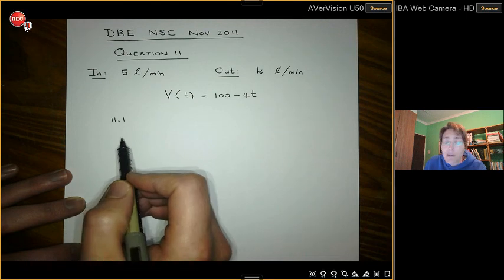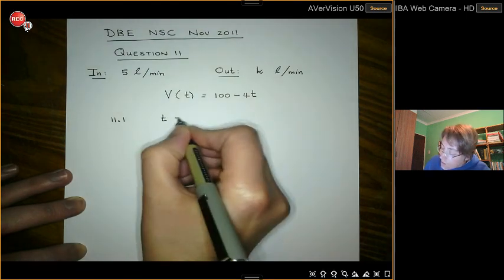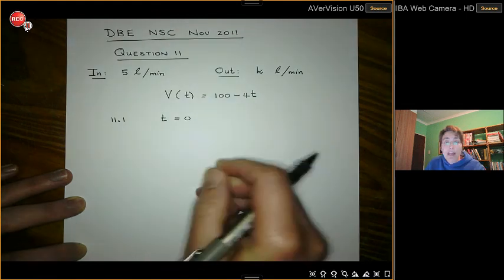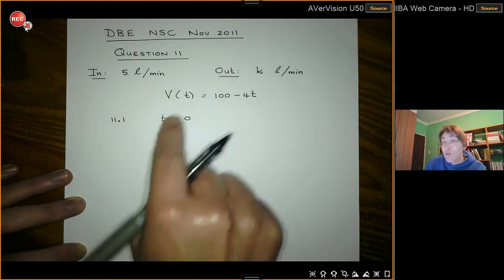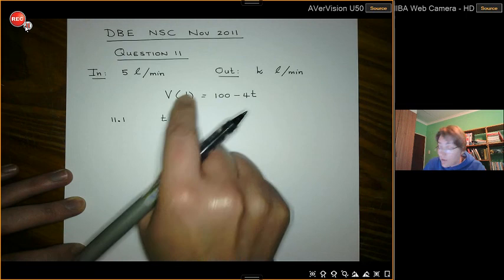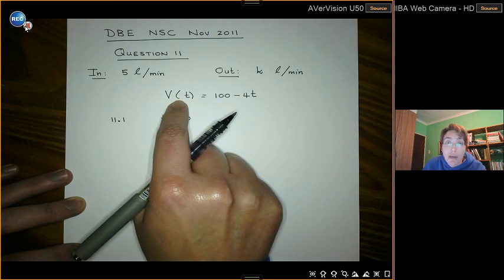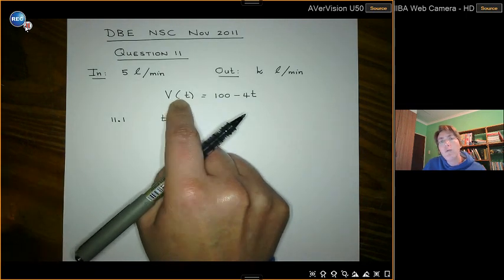And I've spoken to you about this word initial before. Initial is where t is equal to 0. And specifically, they're asking, what is the initial volume? So we're not going to find a derivative here. We're just going to use this formula because this formula gives me volume. Be very careful about what formula it is that you're using.